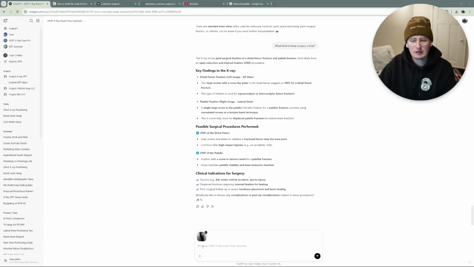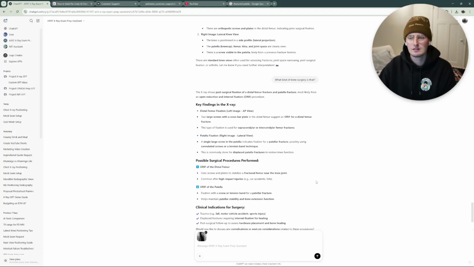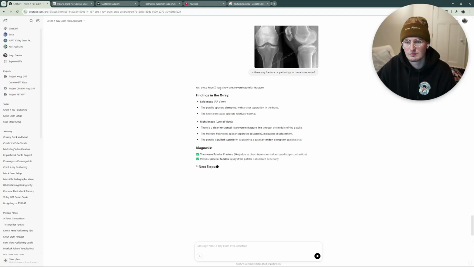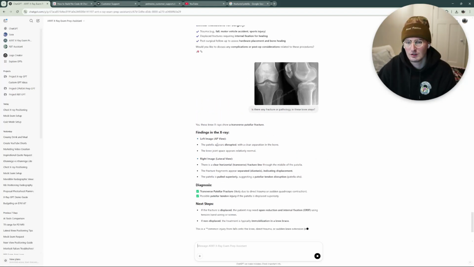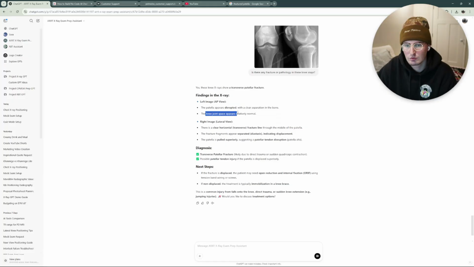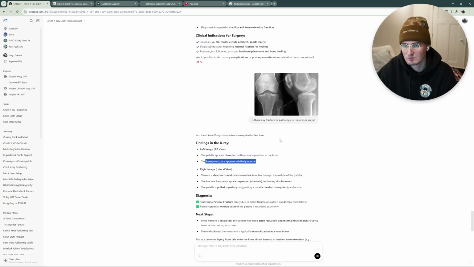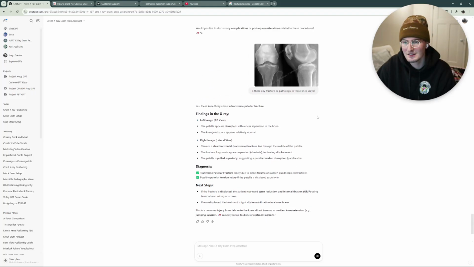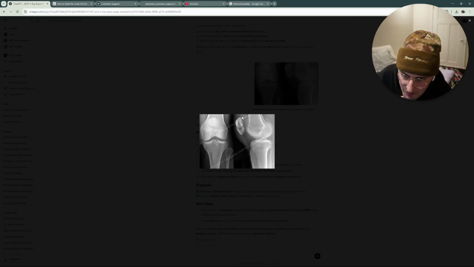So this time I have the same thing, an AP and lateral view, but no surgery, and it's got a fracture on the patella. I want to know if it can tell me that there's a fracture on the patella. Yes, they show a transverse patellar fracture. Left image, AP view. Patella appears disrupted with a clear separation in the bone. The knee joint space appears relatively normal. The patella is pulled superiorly, suggesting patellar tendon disruption. What? I didn't even see that. I think it's talking about that.